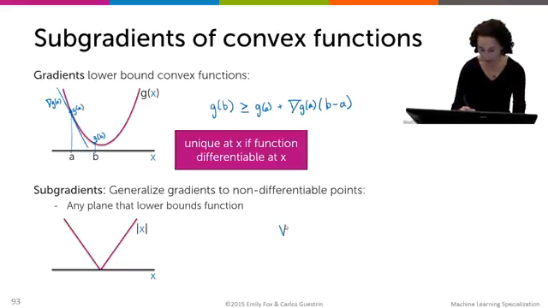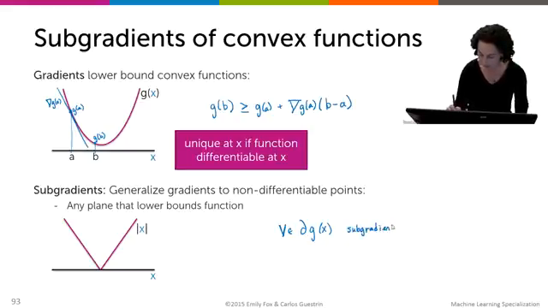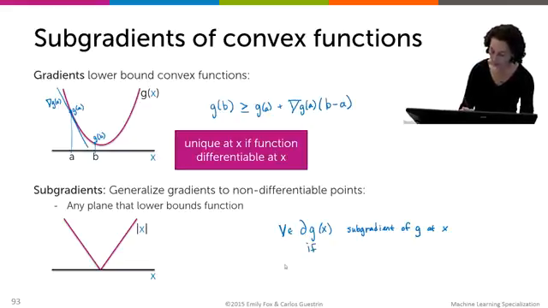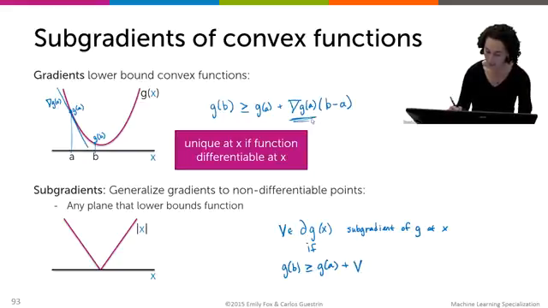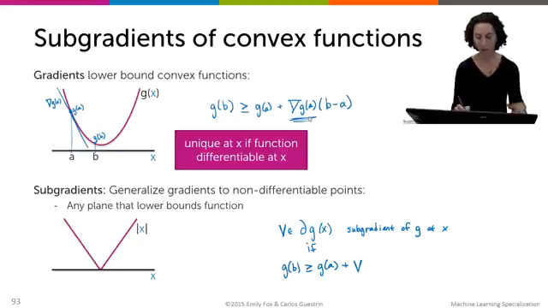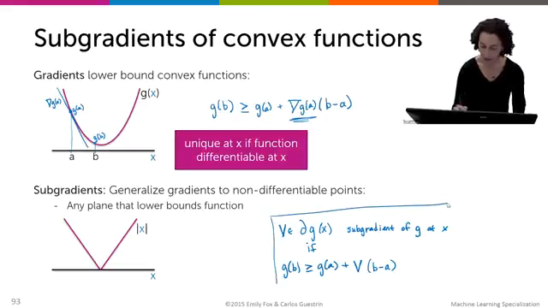So we're going to say that v is in our set, which we denote by this curly D of g at a point x, so this is our subgradient of g at x, if we have that g of b is greater than or equal to g of a plus, in place of this gradient here, we're writing v. So here this was the one plane that lower bounded our function, and here this is one of the planes that lower bounds our function. And again, we have b minus a. So this is the definition of a subgradient.